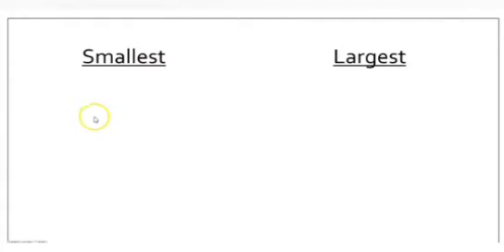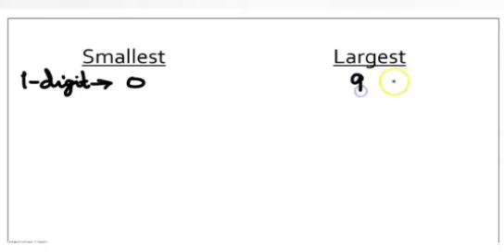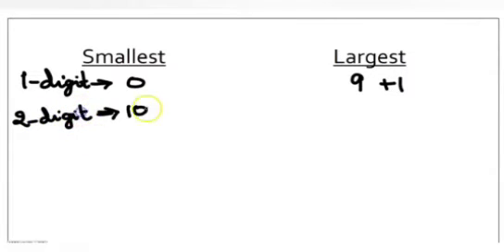Now let's see how to form small and large numbers using digits. 0 to 9 gives you one digit numbers. Therefore, 0 is the smallest one digit number and 9 is the largest one digit number. When we add 1 to 9, we will get 10, which is a two digit number. Therefore, 10 is the smallest two digit number. Now, which will be the largest two digit number? 2 nines, that is 99, gives you the largest two digit number.